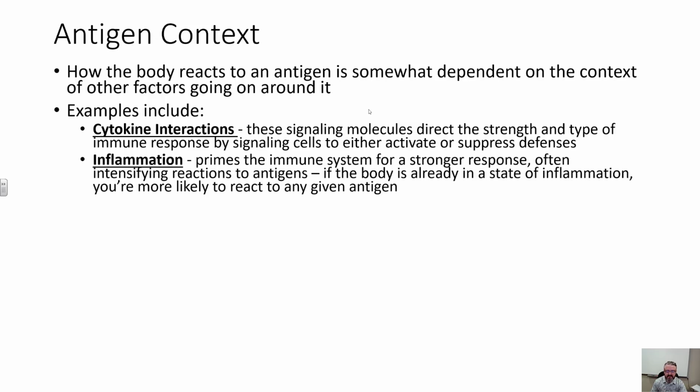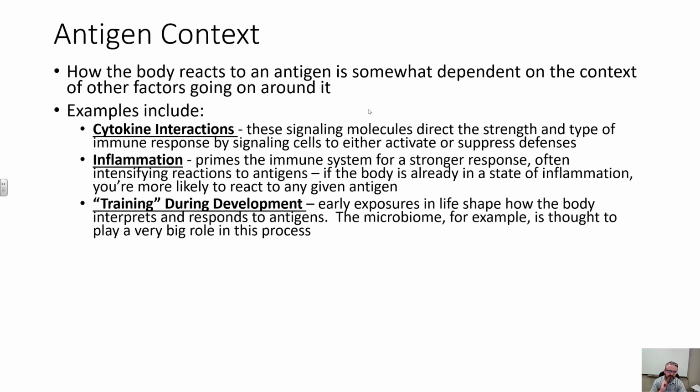This is also related to inflammation. Inflammation is typically driven by cytokines. So if you have inflammation in the body, you're more likely to respond to an antigen than if you don't have inflammation. Having inflammation increases the reactivity to antigens that are present that otherwise might be left alone.